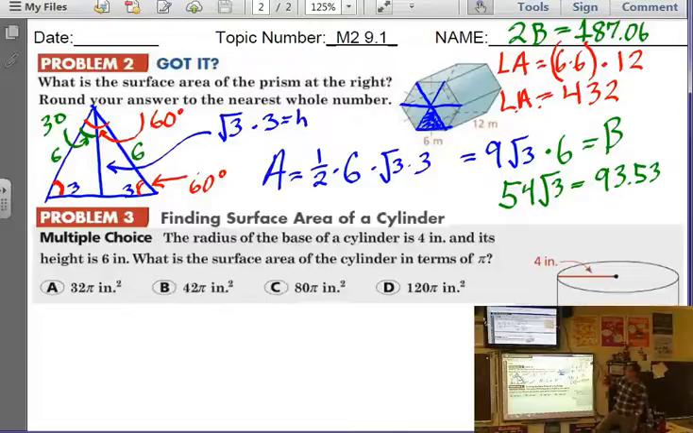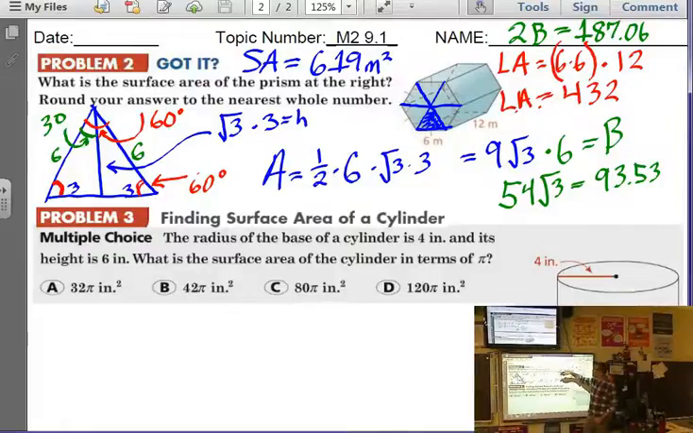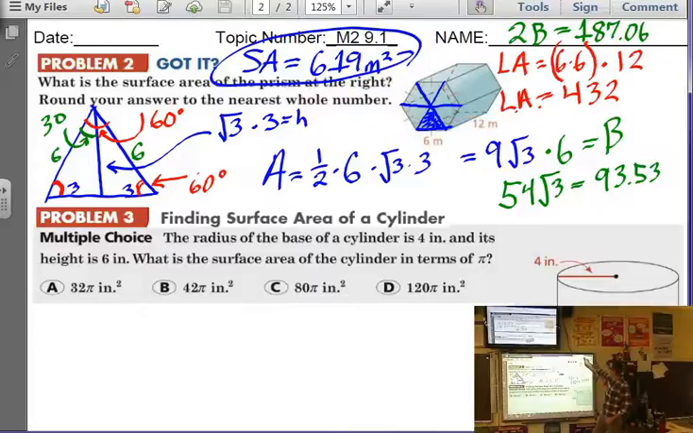I add that with my 87.06. I found out that my total surface area, sorry that I'm kind of writing everywhere, is 619 meters squared. Well, technically it's 14872. Questions?